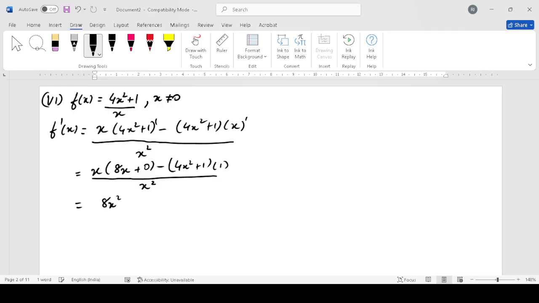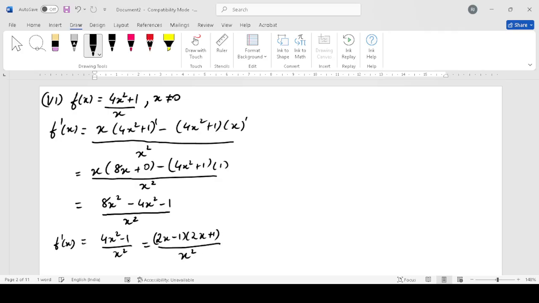Opening up the brackets, we'll get (8x² - 4x² - 1) divided by x². So at the end, we'll get f'(x) = (4x² - 1)/x². This is of a² - b² form, that is (2x - 1)(2x + 1) divided by x². Again, this is for x not equal to 0.